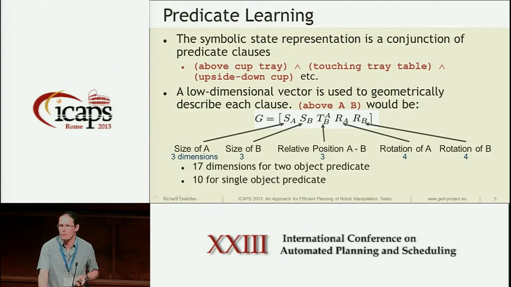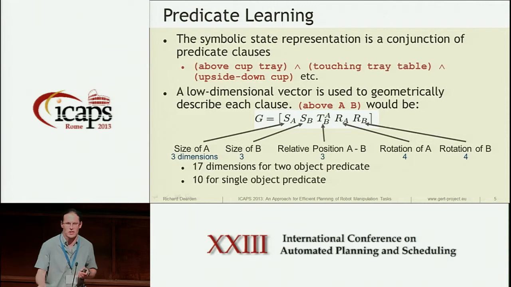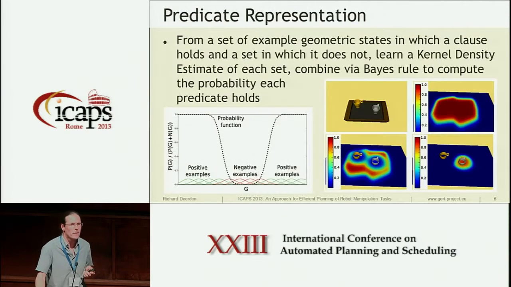So for a 2-object predicate like above cup tray or above xy, we end up with a 17-dimensional vector that we're essentially trying to learn these concepts in. For a single object predicate like upside down cup, then we end up with just 10 dimensions, so basically the size, rotation, and position of the object.